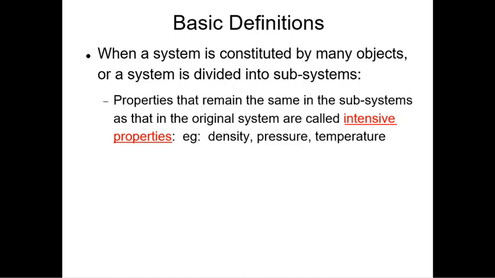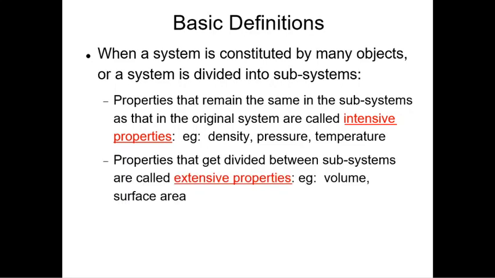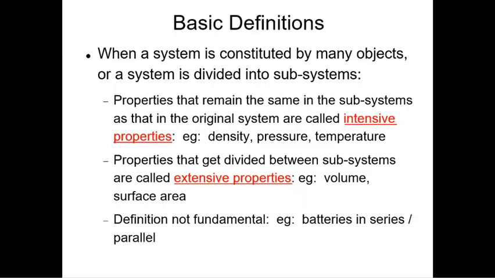They remain the same when you divide the object. So these properties which do not change because of dividing an object into sub-objects or system into subsystems are called intensive properties, and those which get divided are called extensive properties. For example, the density, pressure, temperature, etc. are intensive properties, and volume, surface area, etc. are extensive properties.